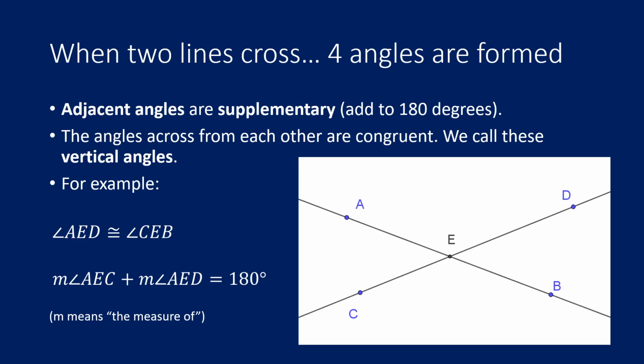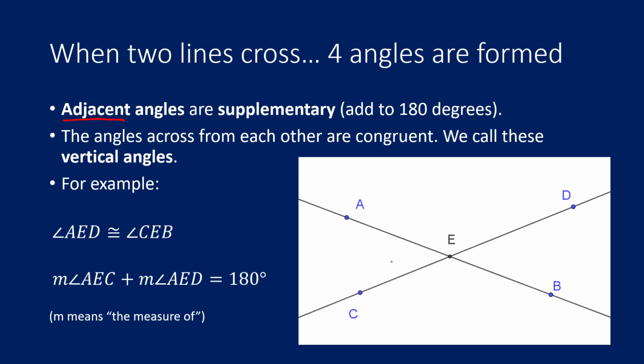One big thing that's going to happen a lot in this course is we're going to see two intersecting lines or line segments. When you do that, you're always going to get four angles, right? 1, 2, 3, 4. So what's special about these angles? The ones that are next to each other, we say adjacent angles. So for instance, this one and this one, or this one and this one, right? Ones that are next to each other are going to add to 180.